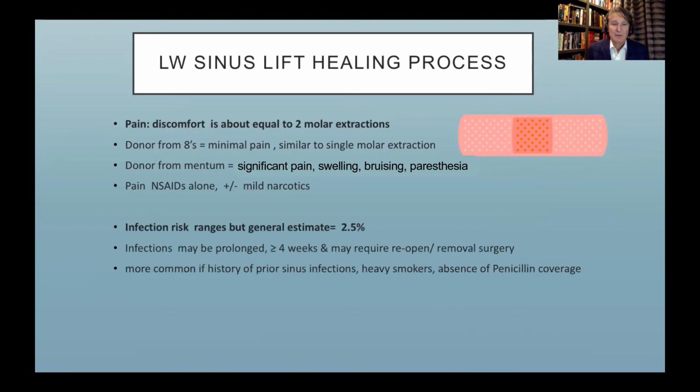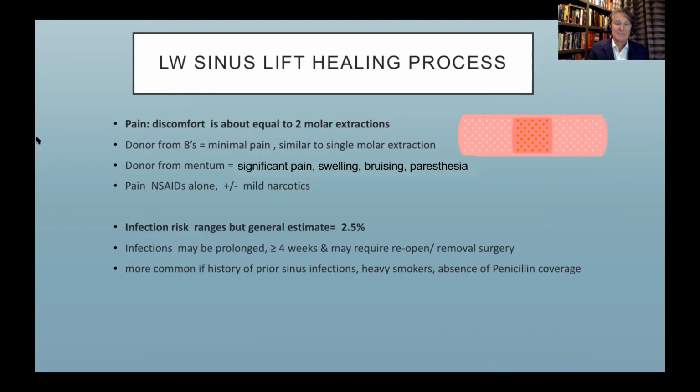What about the infection risk? Well, the general estimate from most studies is about 2.5%. But the thing about infections is they can be prolonged. They can last up to 4 weeks to get cleared, and you might have to do a secondary procedure to remove the particle graft if it does get infected.